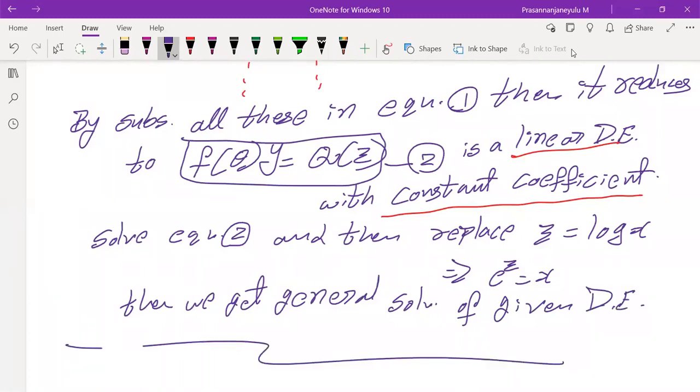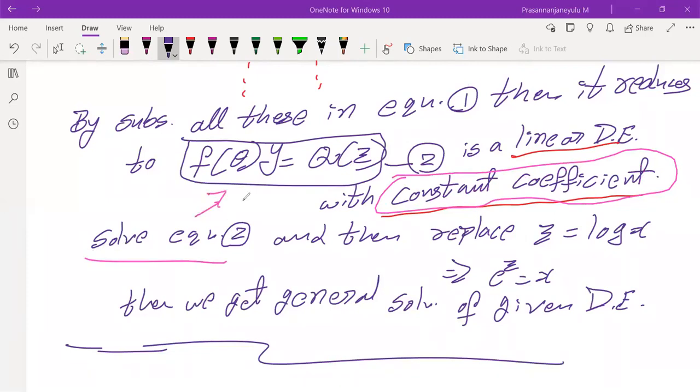What is the given differential equation? An nth order linear differential equation with variable coefficients. We convert it into a linear differential equation with constant coefficients, and then we have to solve equation number 2. We'll get a solution of y in terms of the z variable, and then replace z equals log x, or e power z equals x, whichever is convenient. Then we get the general solution of the given differential equation. This is the concept.